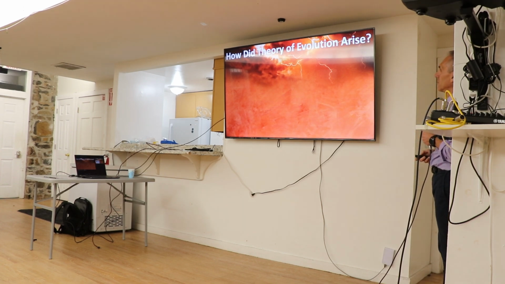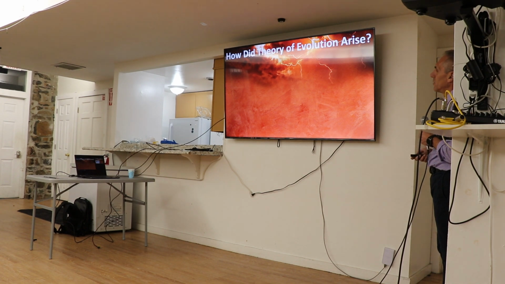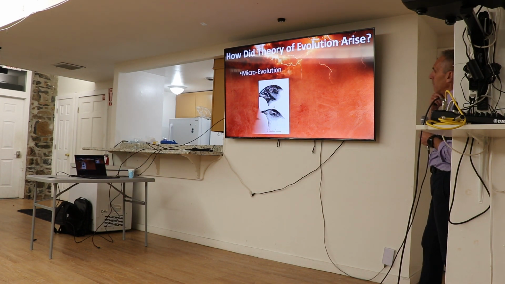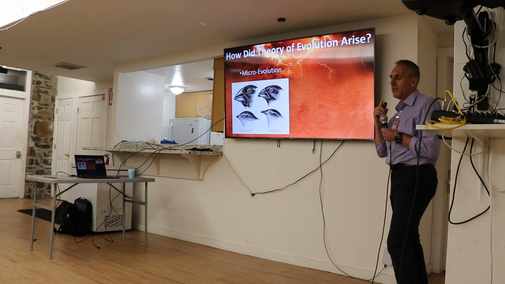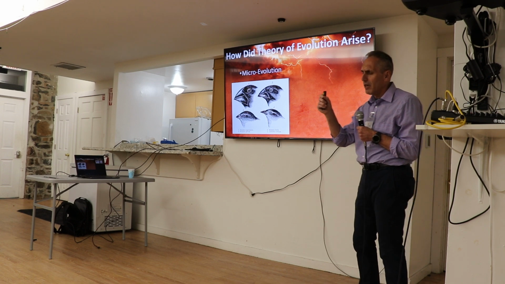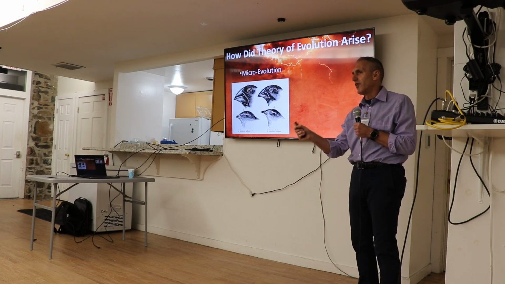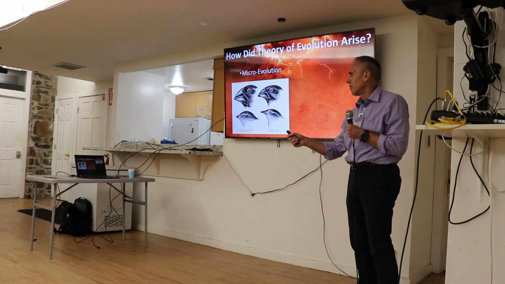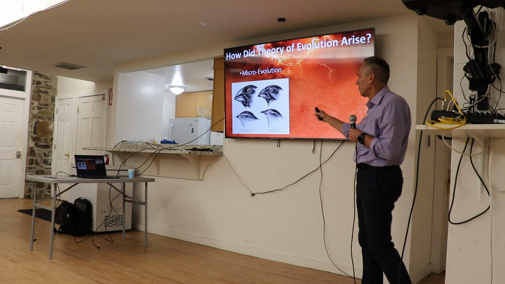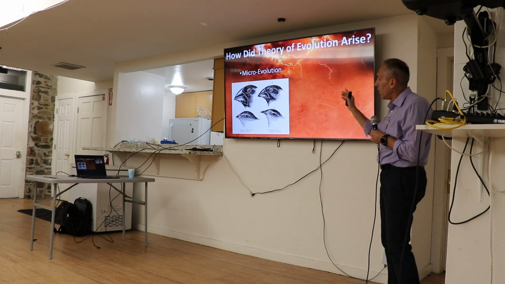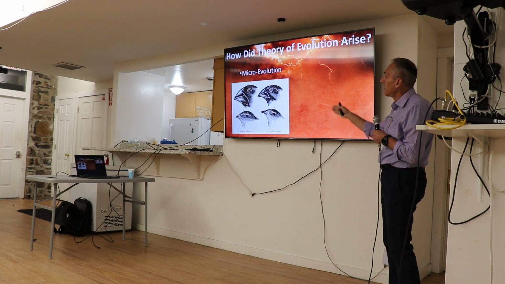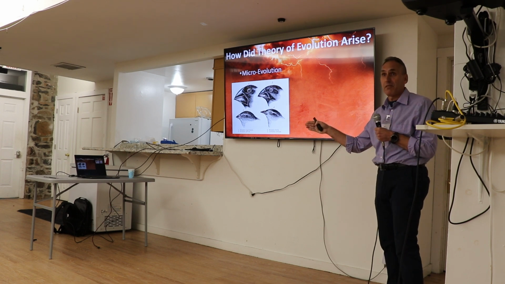So how did the theory of evolution arise? Let's take a look at that. First of all, when we're talking about evolution, I want to make very clear what we're talking about. There is what's called microevolution. That is, you have a particular family of creatures and you see variations within that family. All right, so for example, these are called Darwin's finches on the Galapagos Islands. They're all finches, and you'll see that they all have different beak sizes.